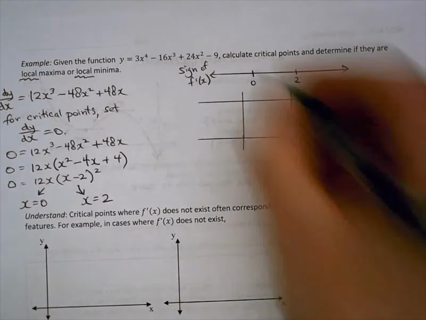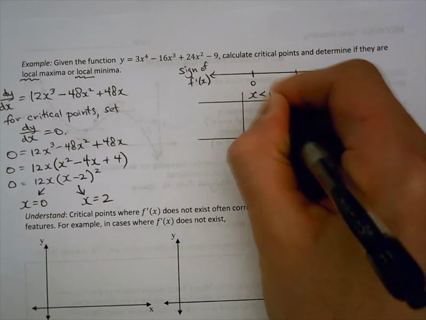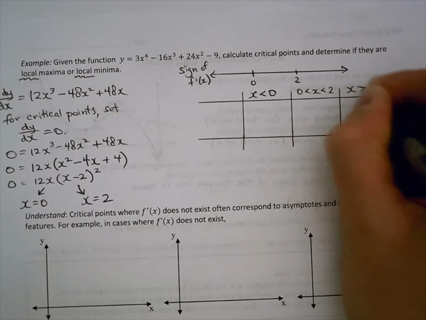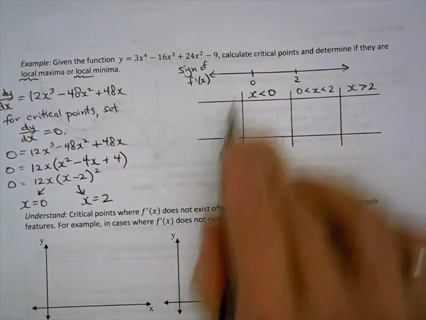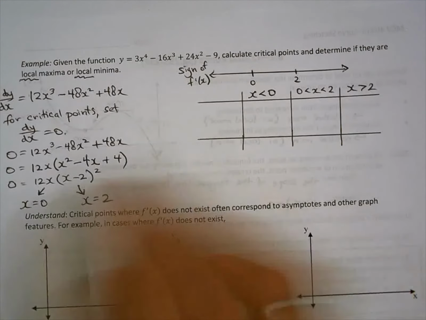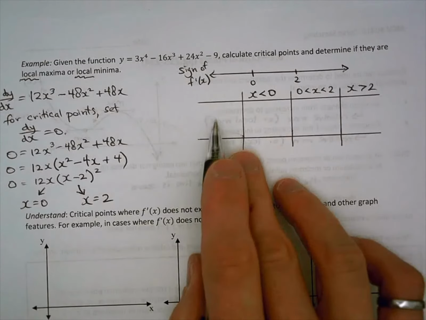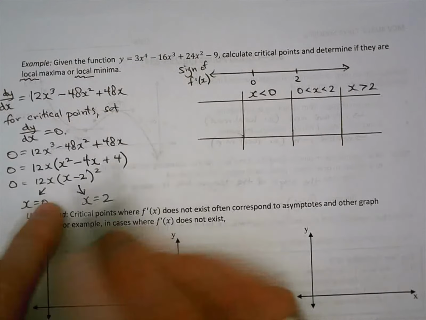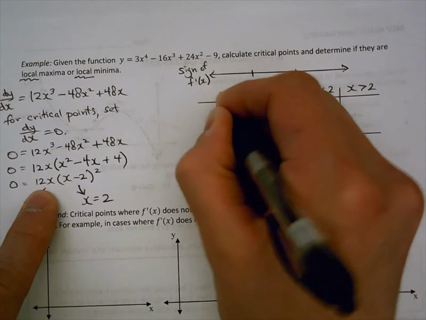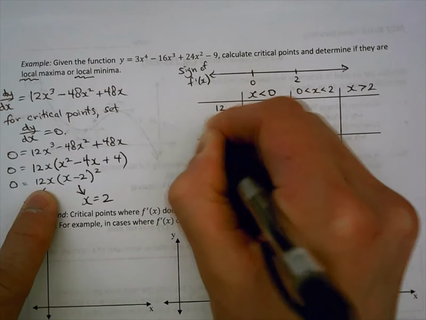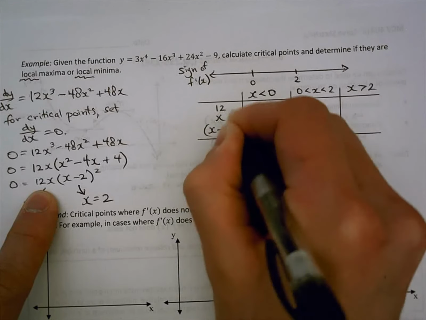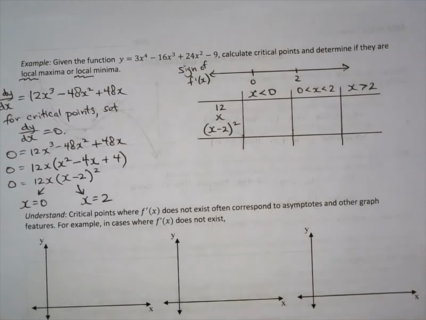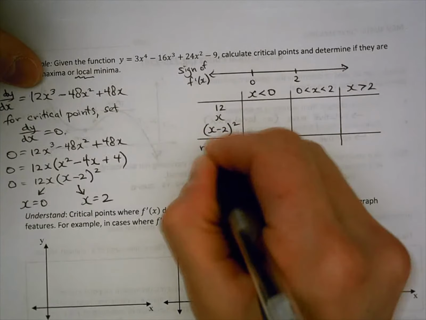Okay, so I have an interval x is less than 0. I have an interval x is between 0 and 2. I have an interval x is greater than 2. Then I have all of the factors. Remember, on the left side of my table, I have to put all of the factors. So I factored it here. So I had a 12, an x, and an x minus 2 all squared. Now is the fun part. I get to choose numbers and fill in the signs and then calculate the result.